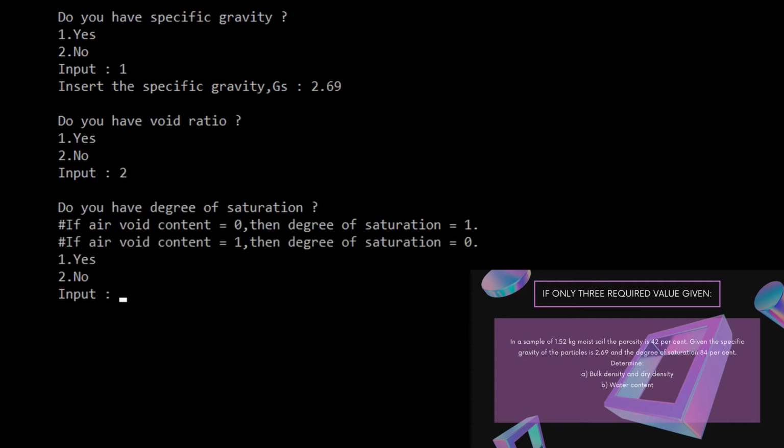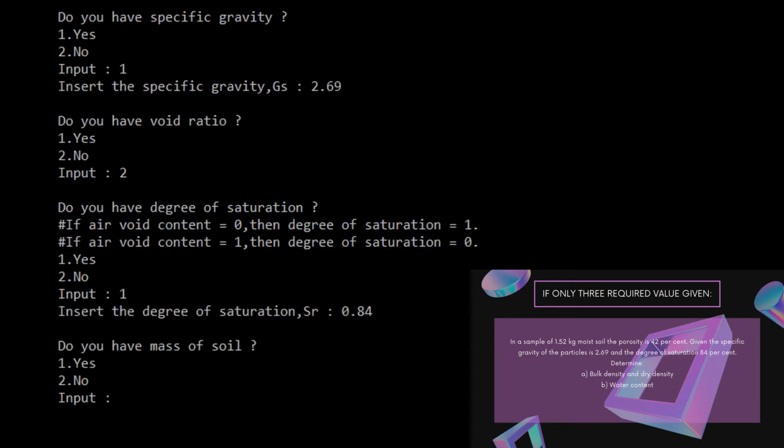Then the system will ask for our degree of saturation. In our question, the degree of saturation is 84%. So we need to convert it into a real value, which is 0.84. Next, the system will ask for mass of soil. So we just insert our value, which is 1.25.